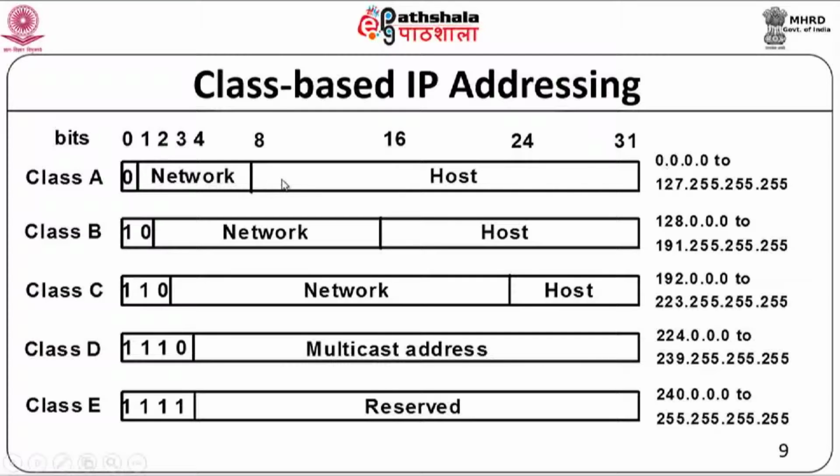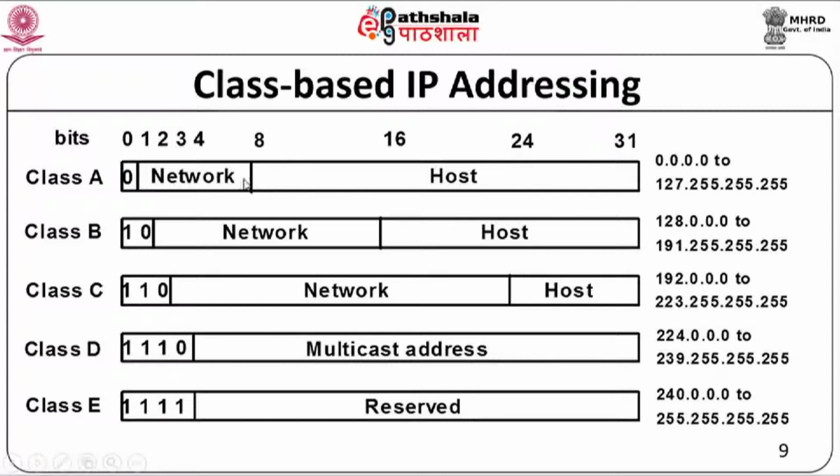So, 0 dot and the host value can take all possible values. Starting from 0.0.0.0 all the way up to 127.255.255.255, this is the range of addresses given for class A. Out of this, the first byte, 0 to 127, indicates which network it is, and the rest of the bits indicate the node address.